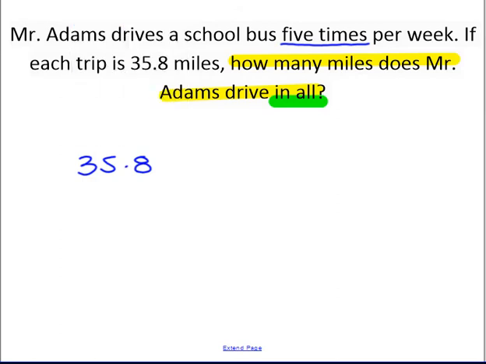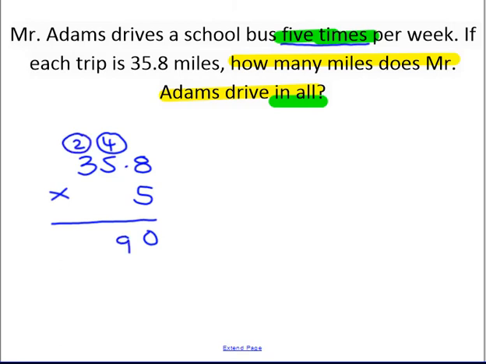However, this word, times, also tells you that you can use multiplication. And the fact that it says 5 times also tells you that it's repeated addition. So I would use multiplication for this. 35.8 times 5. 8 times 5 is 40. 5 times 5 is 25. Plus 4 is 29.